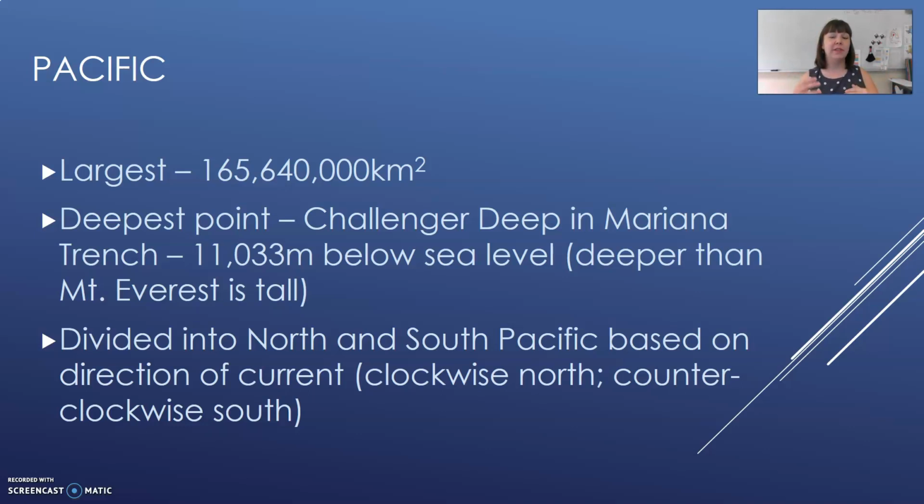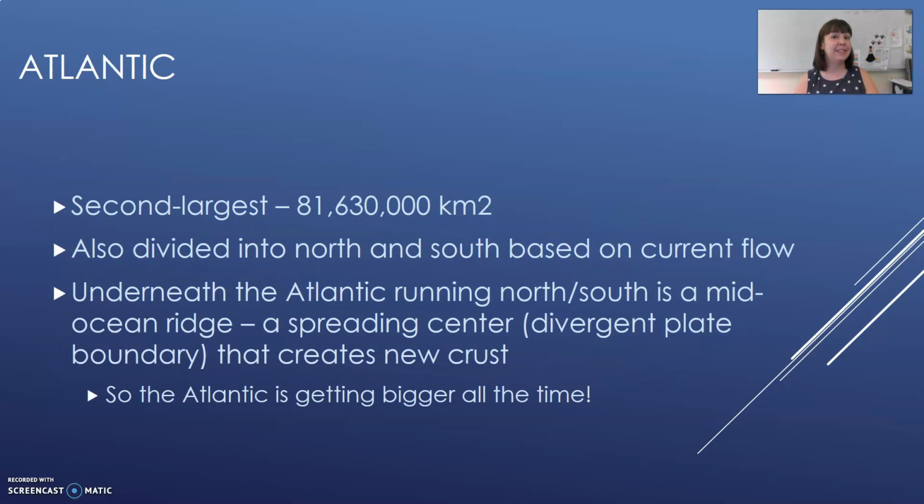We can divide the Pacific into North Pacific and South Pacific based on where they are relative to the equator and also how the currents move. In the north, the Pacific currents move clockwise, and in the south, they move counterclockwise. Atlantic is the second biggest, and it's also divided into North and South Atlantic based on current flow and where they are north or south of the equator.